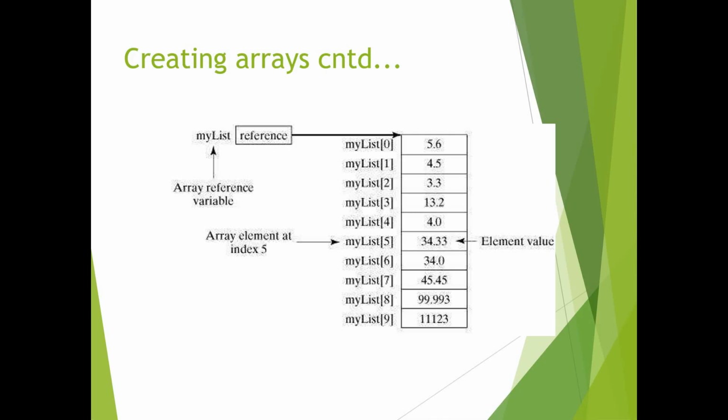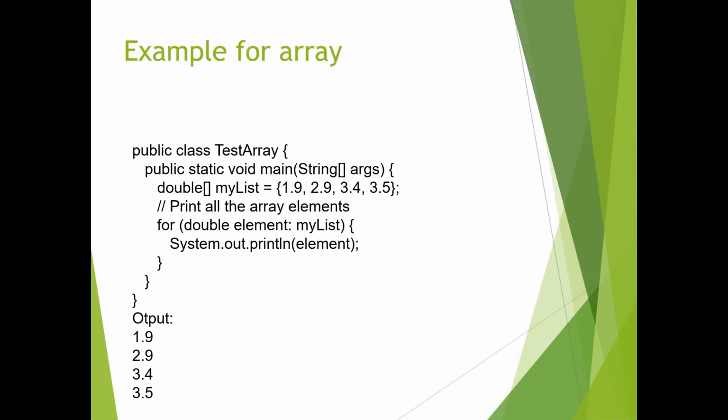Continuing with this, let's see how an array looks in memory. It has 10 blocks here, indexed 0, 1, 2, 3, 4, 5, 6, 7, 8, 9. These are the elements that are stored in the array, and this is called the array reference variable. What is the array element at index 5? It is 34.33. The element at 0 is 5.6, element at 1 is 4.5, element at 2 is 3.3, element at 4 is 13.2. Like this we have all the elements here.